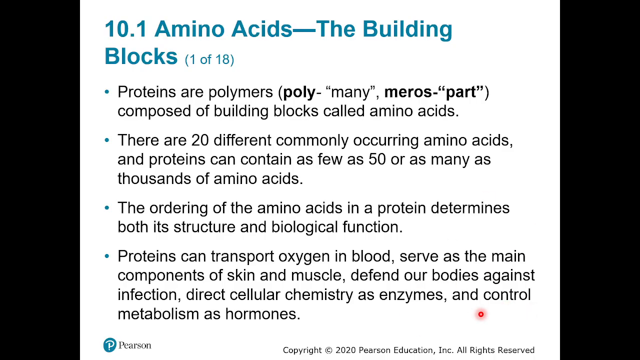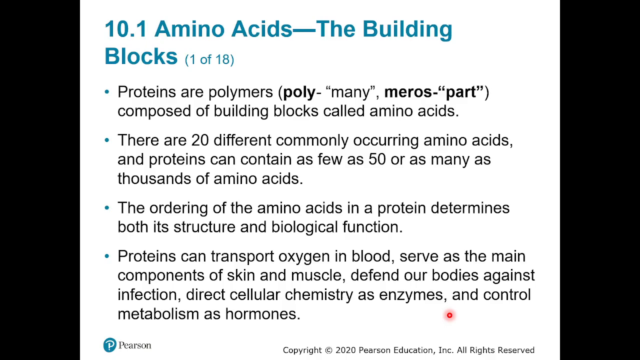Proteins, again, can do things like serve as the main components of skin and muscle. Your muscle especially is a protein complex. They can defend our bodies against infection. Our immune system is mostly composed of protein, though the identifiers on our cells are carbohydrates, like we discussed, right? They can direct cellular chemistry. They do this through being enzymes. For a long time, it was thought that all enzymes were protein, period. And there was nothing else.